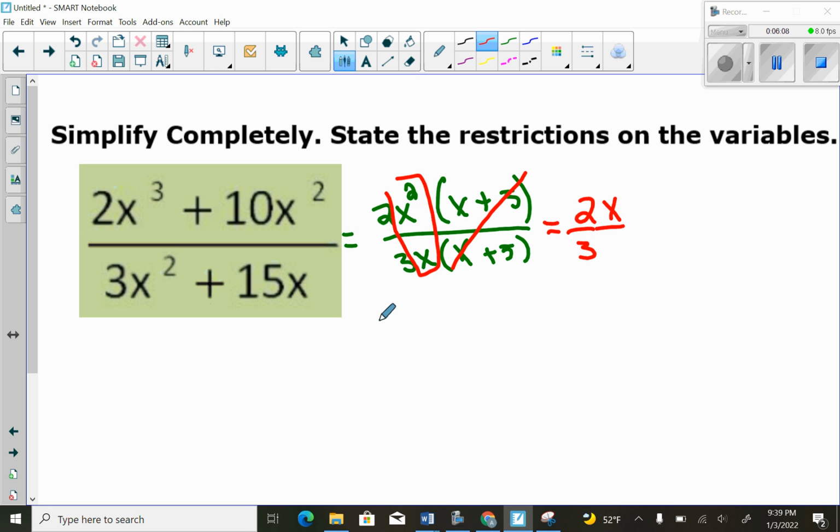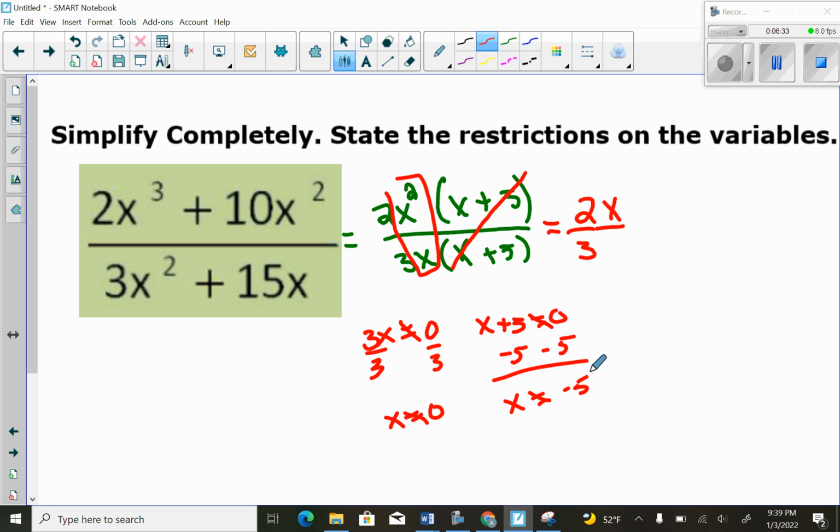And we look, 3x can't equal 0, and x plus 5 can't equal 0. So once again, I'm finding the restrictions on my variables. So x can't equal 0. And x can't equal -5.